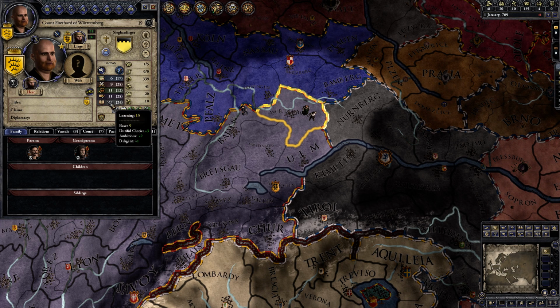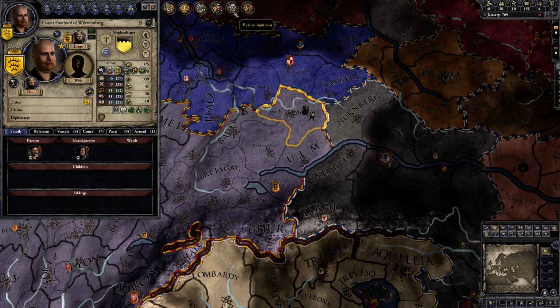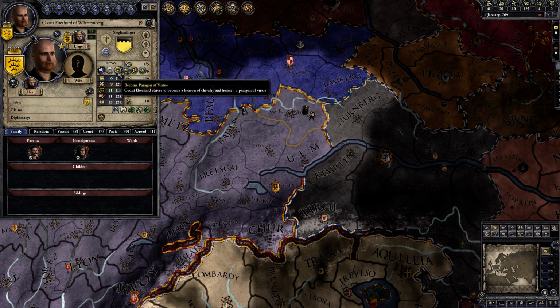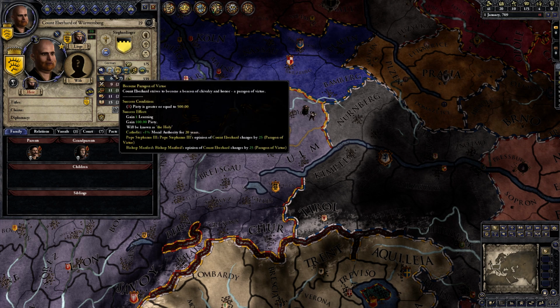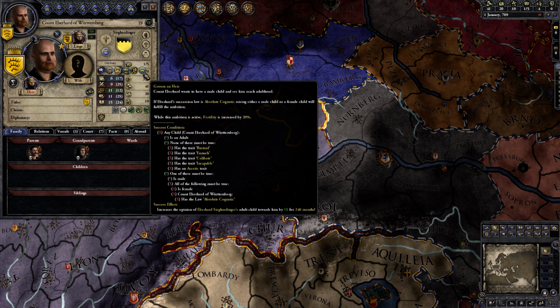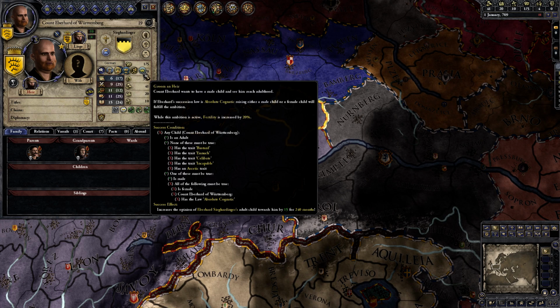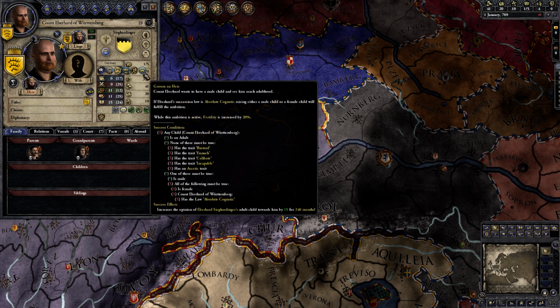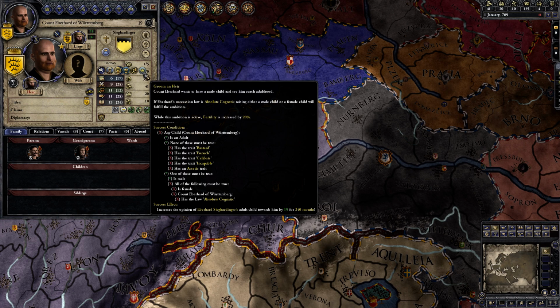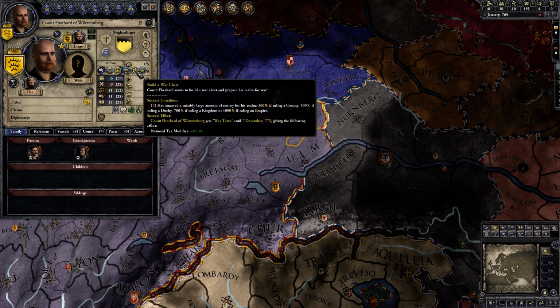Okay, then we have an ambition. Let's also pick an ambition. We have 5. Groom and Heir is really good because it gives you a fertility bonus of 20%, and that's what we want. But let's check the others first. We can build a war chest, which helps us increase our money.